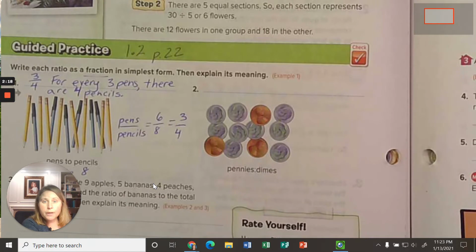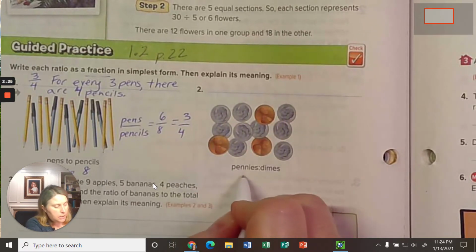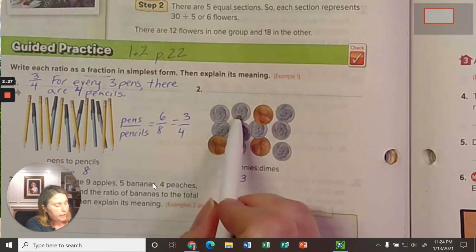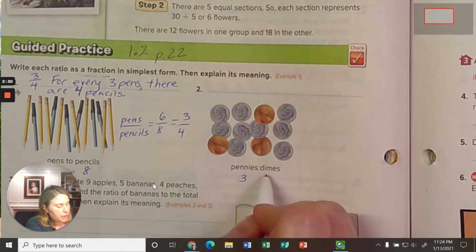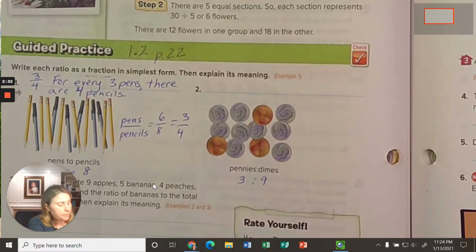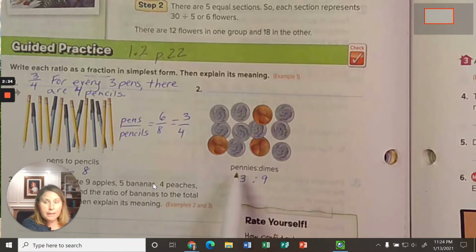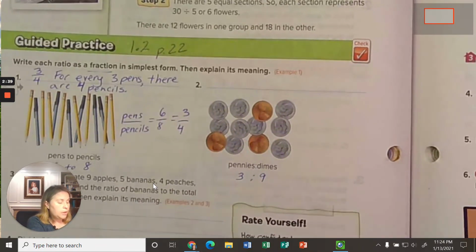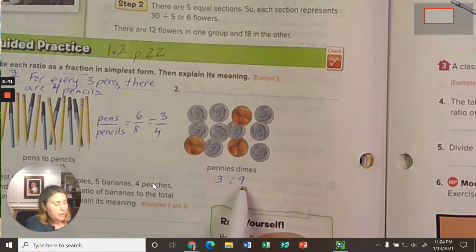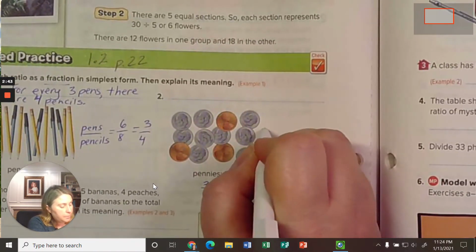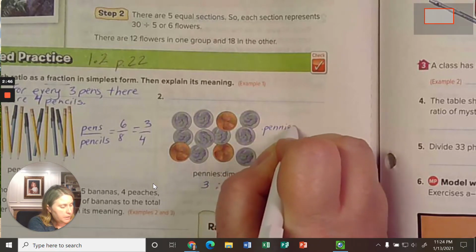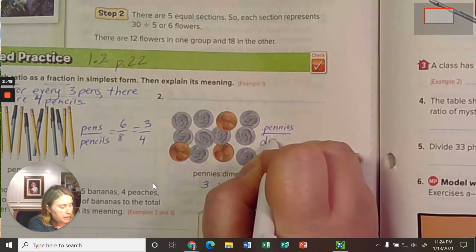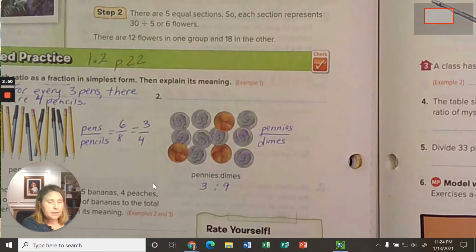Number 2, we are asked to find the ratio of pennies to dimes, okay? So pennies, there are 1, 2, 3 pennies, and dimes, there are 1, 2, 3, 4, 5, 6, 7, 8, 9. So 9 dimes. So pennies to dimes, the category that is mentioned first will be in our numerator. The category that's mentioned second will be in our denominator. So pennies is in the numerator, and dimes goes in the denominator.